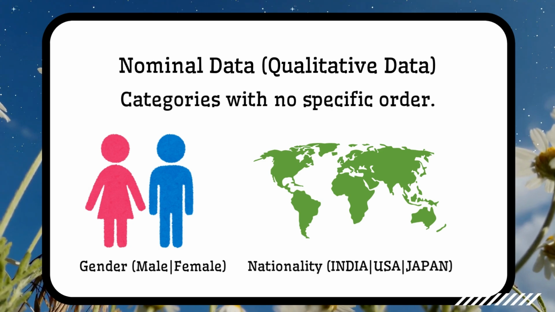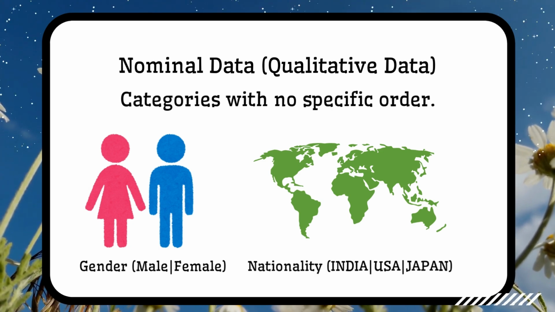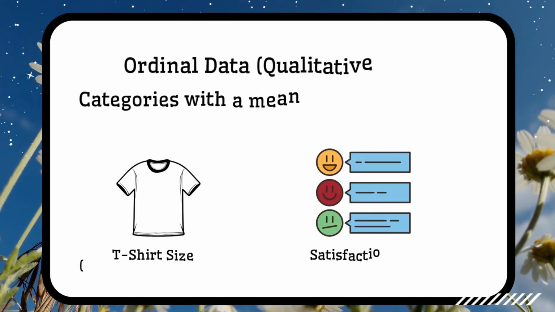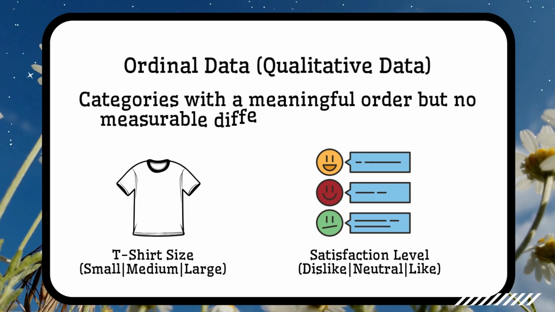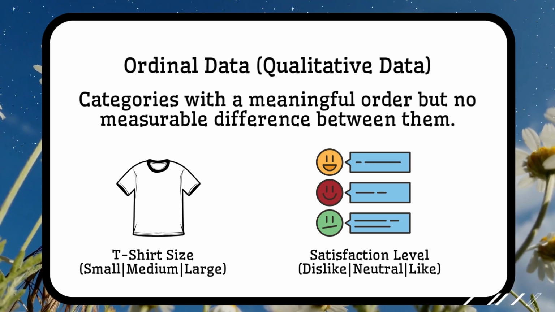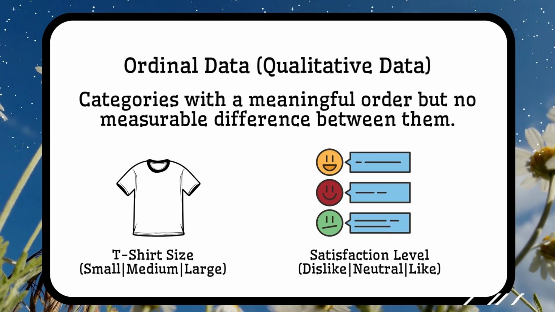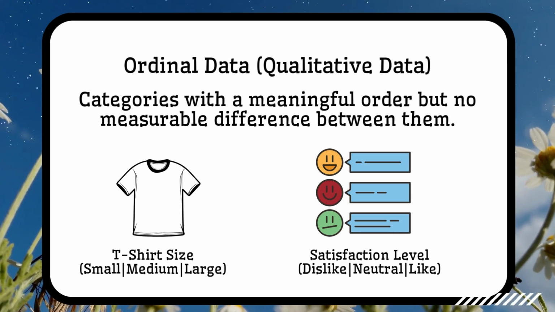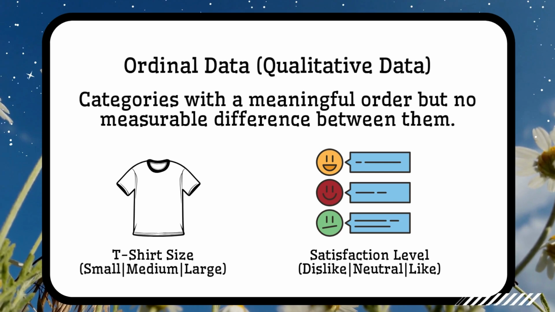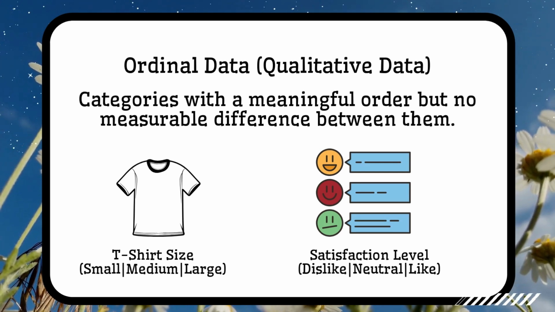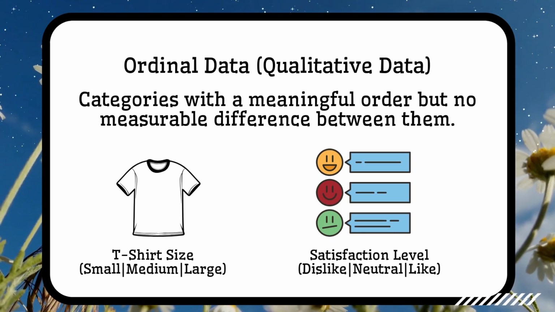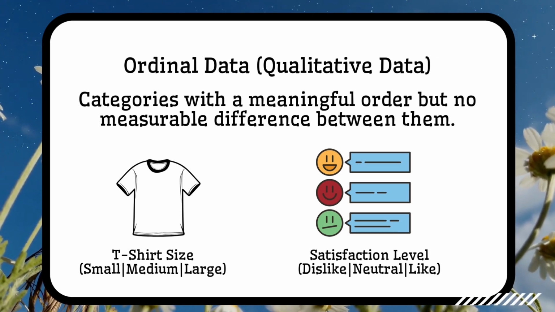They don't have any specific order. Think of it like sorting items into unlabeled bins. Whereas ordinal data includes categories with meaningful order but no measurable difference between them. Example, t-shirt sizes. That can be small, medium, large, but you cannot measure the difference between small, medium, and large. Like satisfaction level, dislike, neutral, like. You cannot measure the difference between dislike or neutral or like. So it's like arranging books by size, but not knowing the exact weight difference between each book.